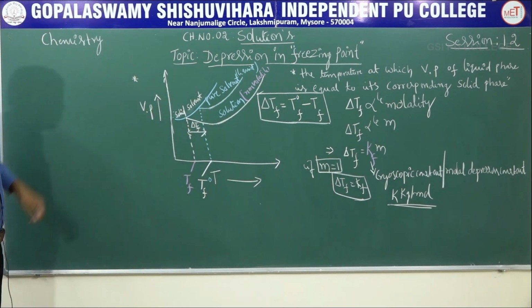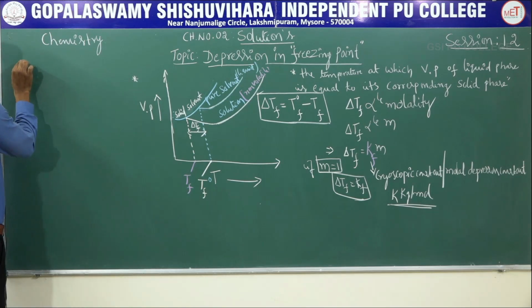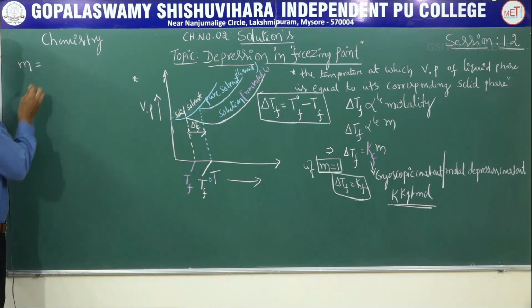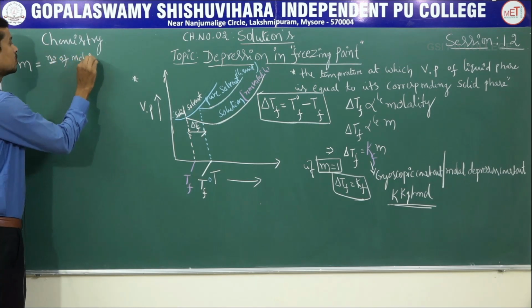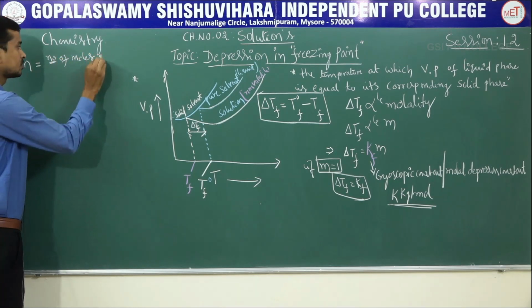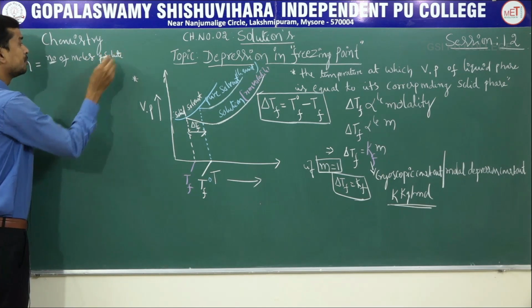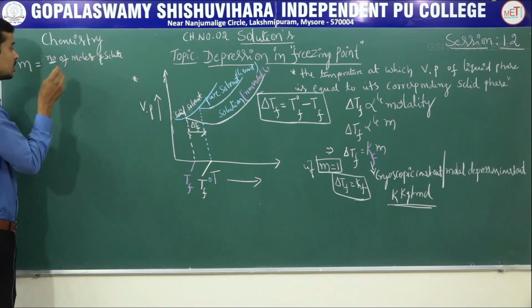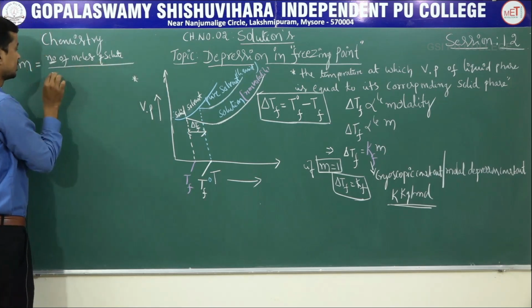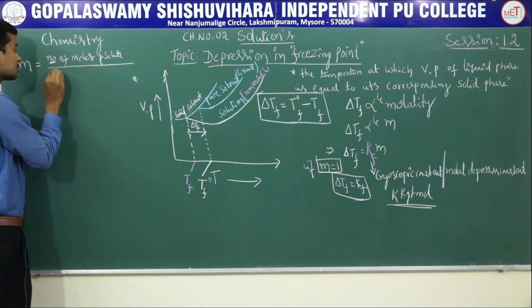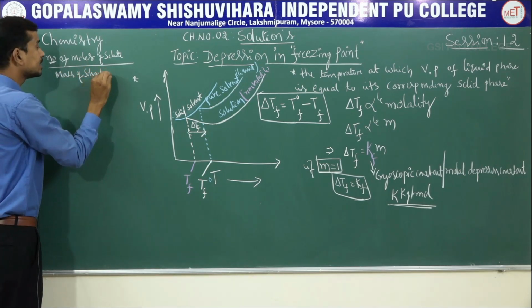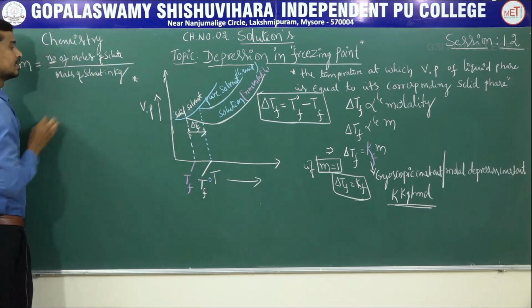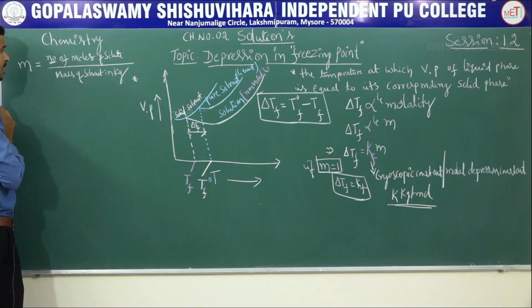Let us consider first what is meant by the molality m. How to define the molality? Number of moles of solute. Which type of solute in this concept? Non-volatile solute, divided by what? Mass of solvent in kg. In 1 kg. Clear? Mass of solvent in kg.